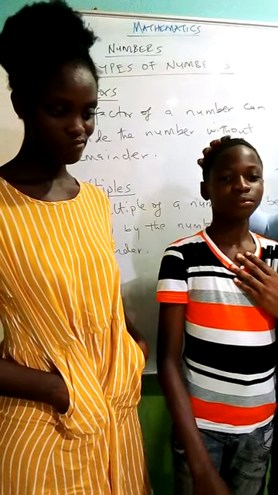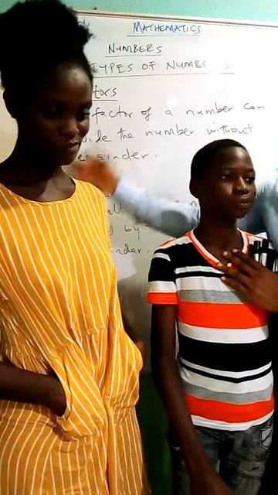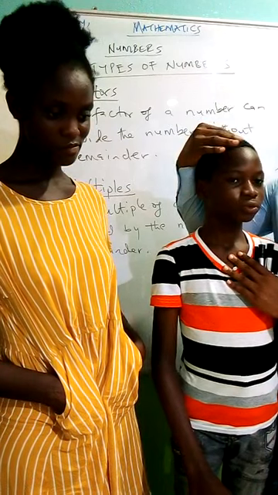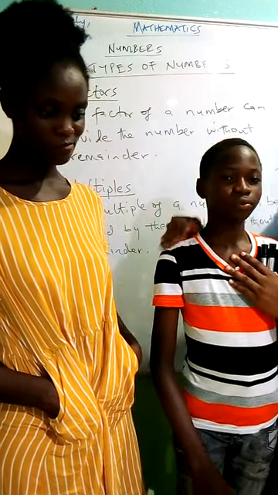Yeah. And if Chris is a factor of Maruna, that means Maruna is what now? A multiple of what? Of Chris. You get what I'm saying? Yeah. Do you understand? Yeah.